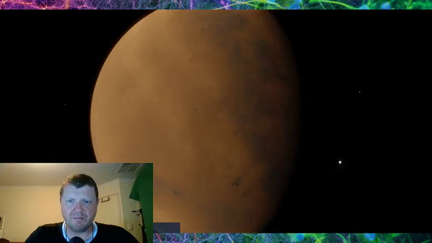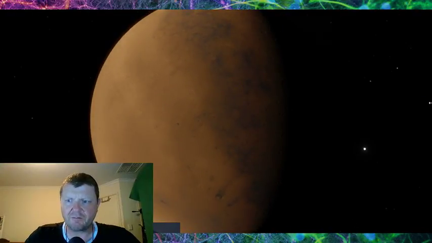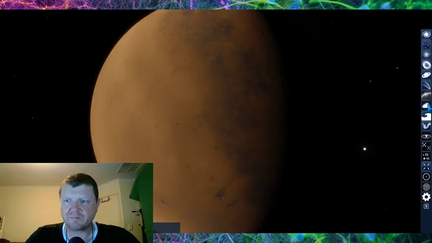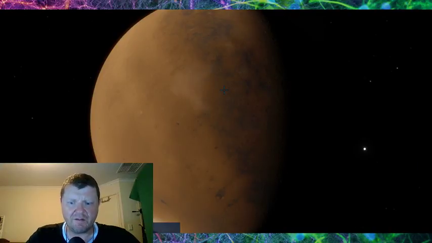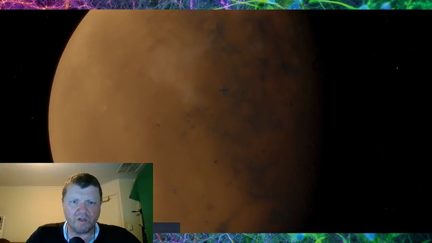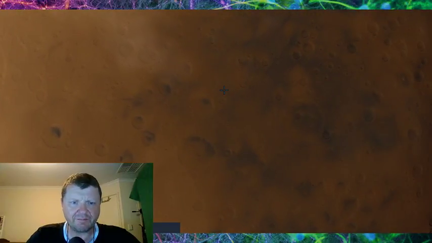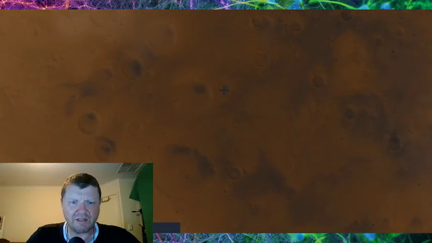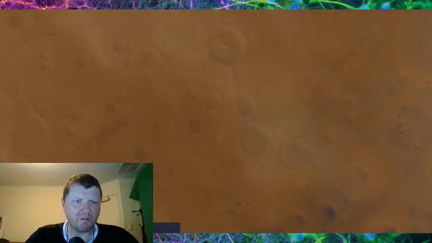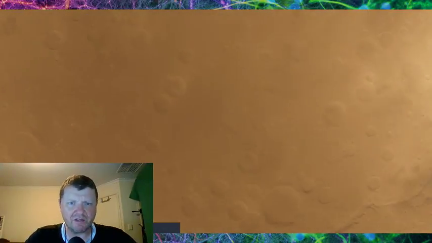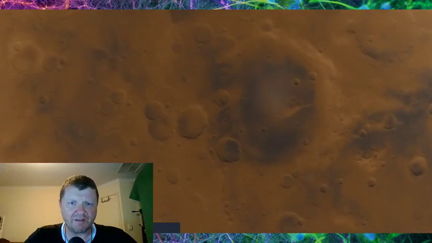Now, Mars has an atmosphere. Let's turn it on. It does have wispy clouds of carbon dioxide, a very thin atmosphere. It's physically more suitable to human habitation than Venus is, but other factors make this place in its own way just as harsh and inhospitable as Venus could be.